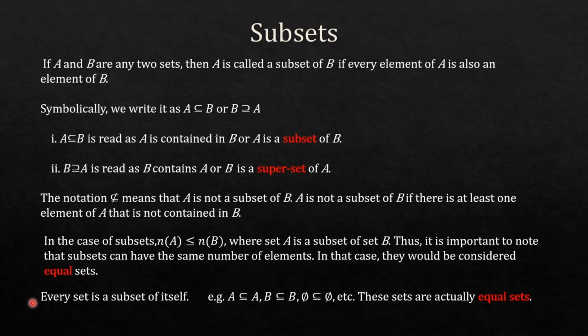Another important idea is that every set is a subset of itself, and that's due to this part which represents an equal sign. In this case, A is a subset of A, B is a subset of B, an empty set is a subset of an empty set, etc. These sets are actually equal sets.